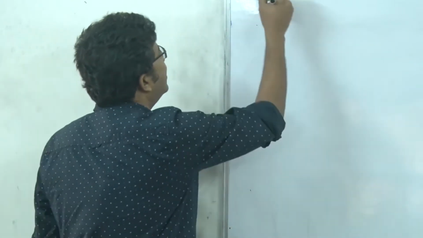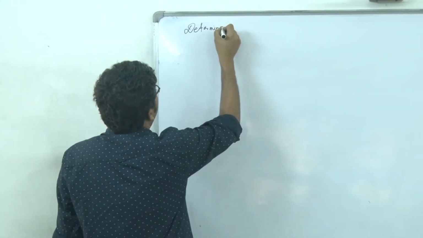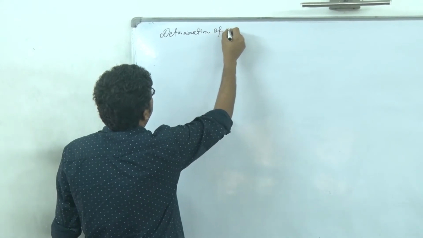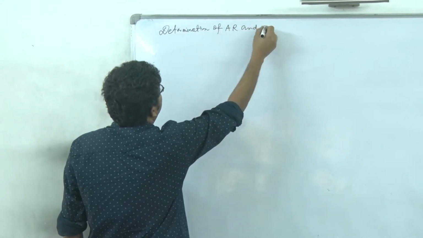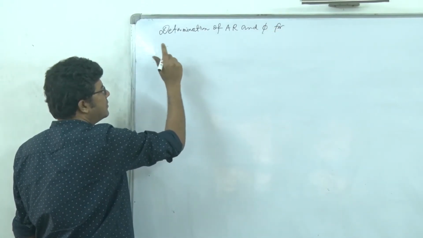The magnitude of that complex number is nothing but the amplitude ratio of the respective frequency response, and the argument is the corresponding phase shift. So we have found the AR and phi, that is the amplitude ratio and the phase shift, for first order, pure capacitive and second order systems. Here we will continue our discussion, that is, determination of AR and phi for the next three different systems.